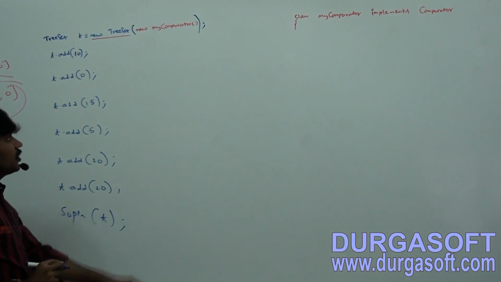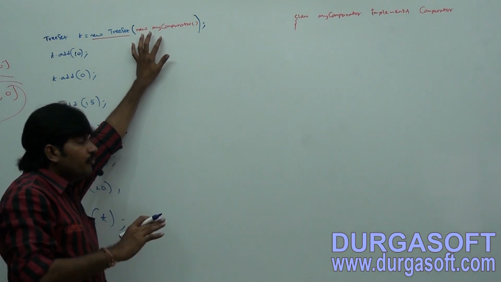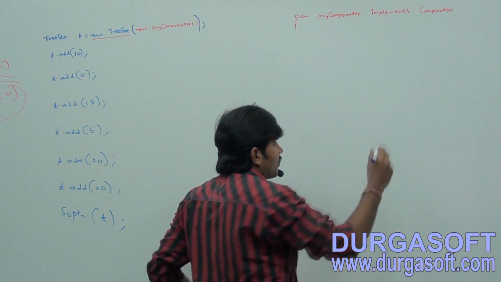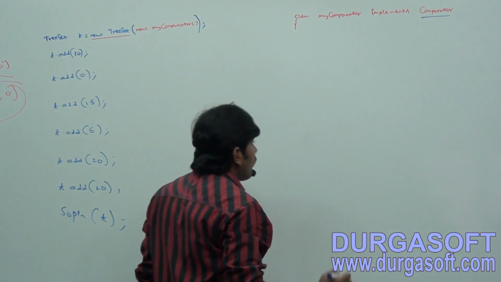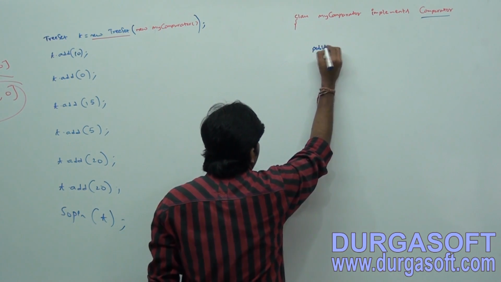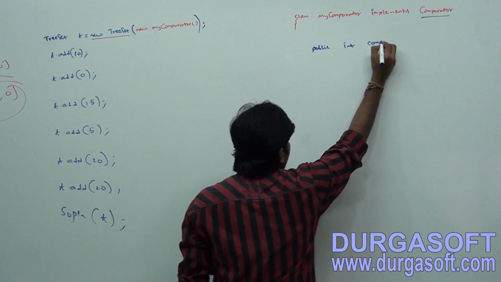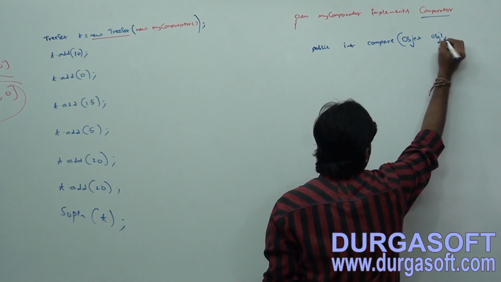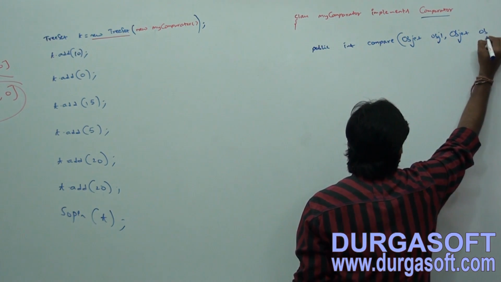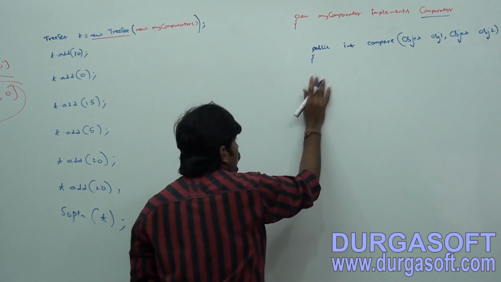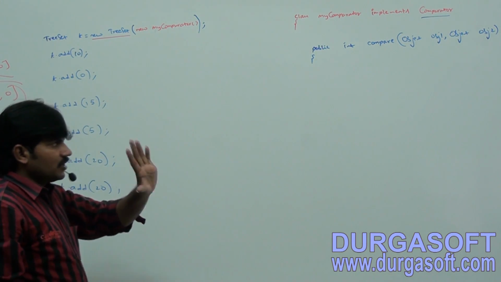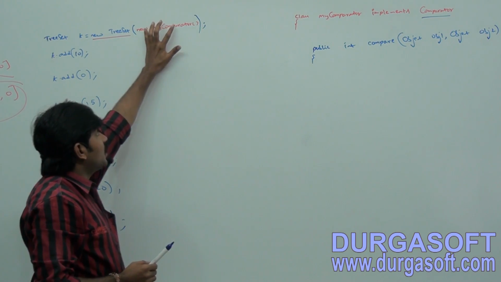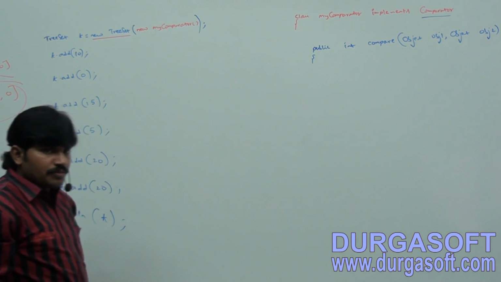Sir, what is the difference without new MyComparator? I will explain, one minute. If I implement Comparator, for which method do we have to provide implementation? Compare, right? Let me write public int compare(Object obj1, Object obj2). Now listen to this one. Sir, if I'm not passing a comparator object, then JVM will call which method?